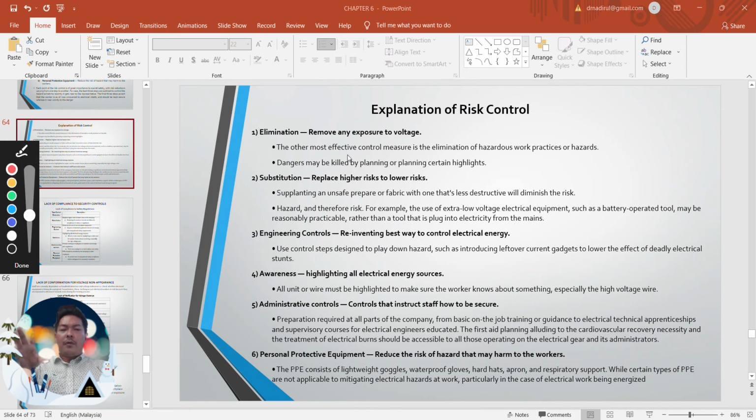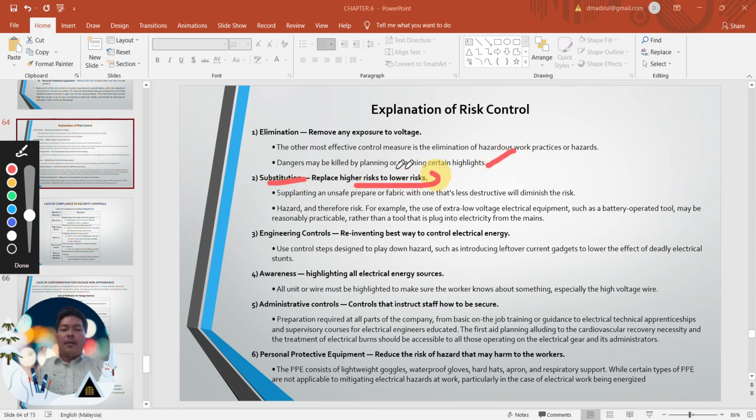Explanation of risk control. Elimination: remove any exposure to voltage. The most effective control measure is the elimination of the hazardous work practice or hazard. Dangers may be eliminated by obtaining certain features.